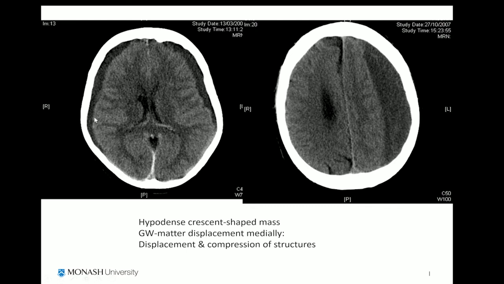make this stand out. And then on this image here, we have a large hypodense area, but you can see that the gray-white matter, especially on the medial side, has been displaced. And there's also compression of the posterior ventricles. You can only see the one on the right side. It's a different case.